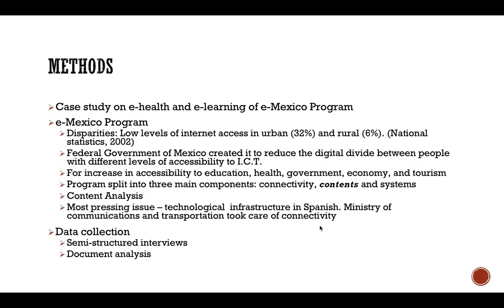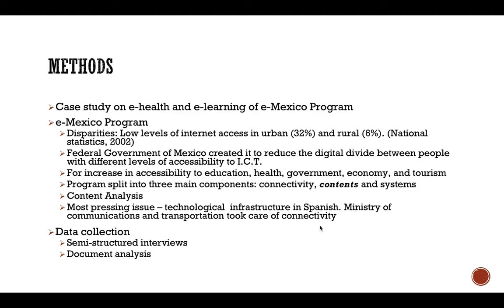So this study is a case study on e-health and e-learning of the eMexico program. The eMexico program was introduced to reduce disparities among the population, because it has been found that there is a low level of connectivity, especially internet access, in the urban and the rural areas. So the federal government of Mexico created it to reduce the digital divide between people with different levels of accessibility in information communication technologies. This program was introduced to increase accessibility to education, health, government, economy, and tourism. The program splits into three main components: connectivity, contents, and systems.